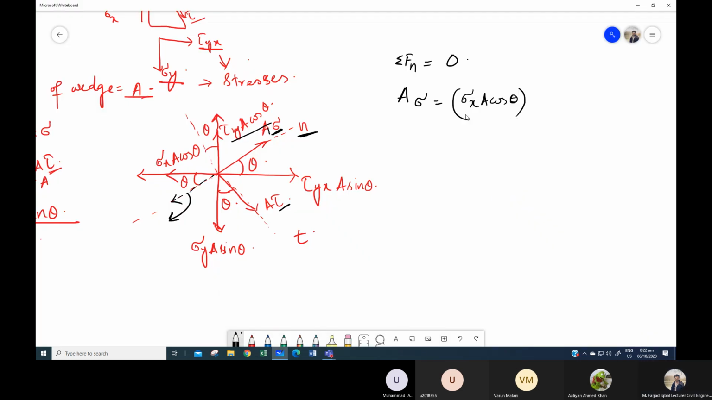Why over cos theta? For example, if you have the force, let's say if you have this force 12, and if you want to find out this component, what will be that component? 12 cos theta, right? Yes sir. So this is the same thing. I have this component sigma x A cos theta. I want to find out this component. What would be that? Sigma x A cos theta into cos theta.